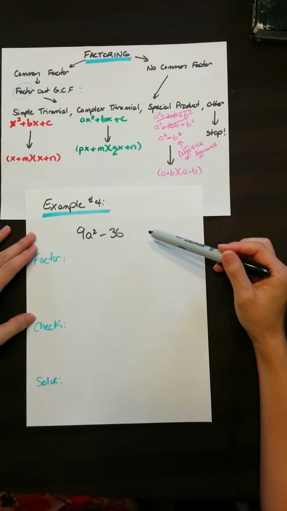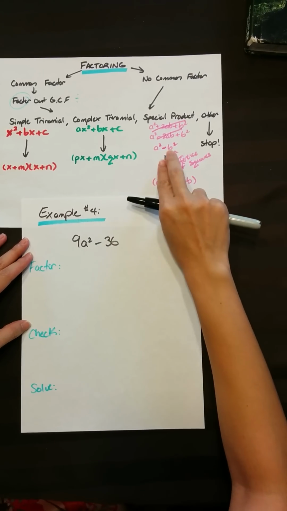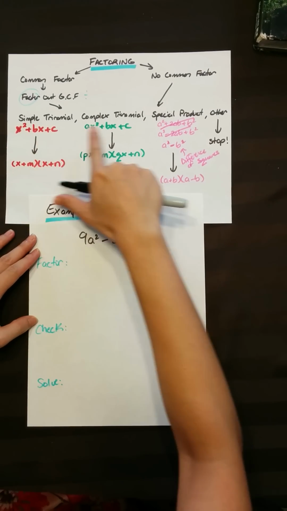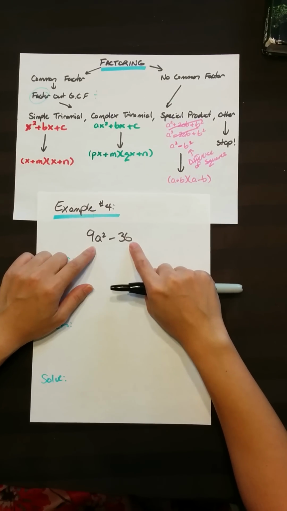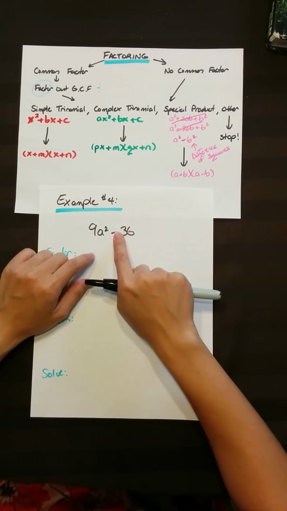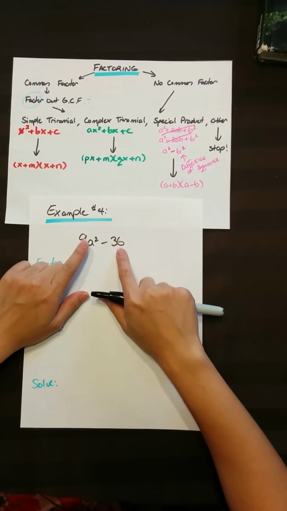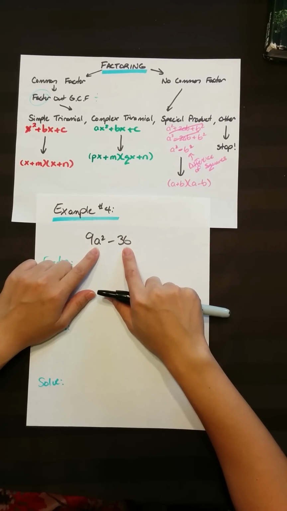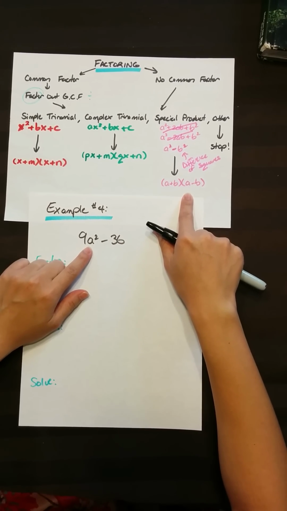Okay, the fourth example is a difference of squares, and the reason that I know this is because it's a binomial. So each of these was a trinomial before, and I'm noticing now that this one's a binomial. Not only that, but it's a difference, so there's a minus in the middle, of squares, so there's perfect squares on either side.